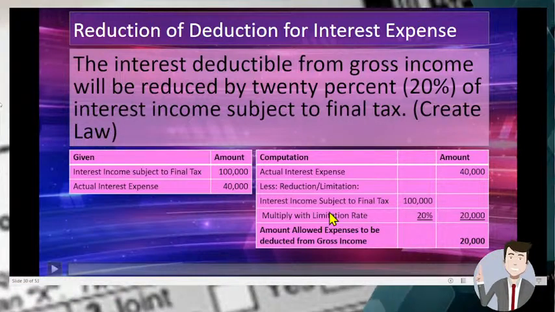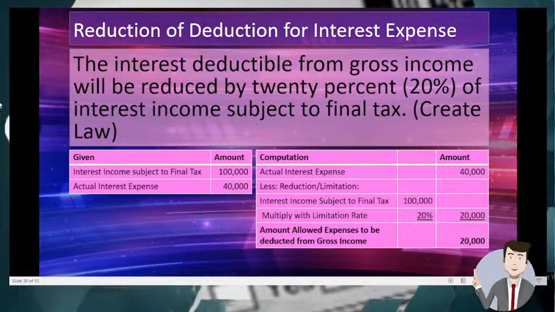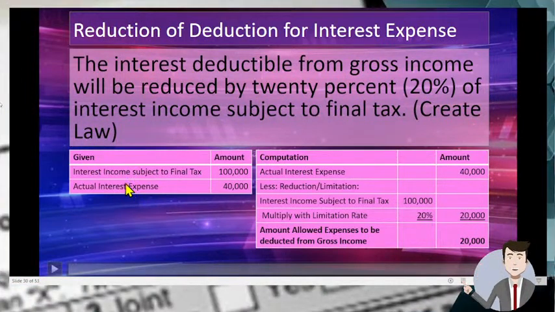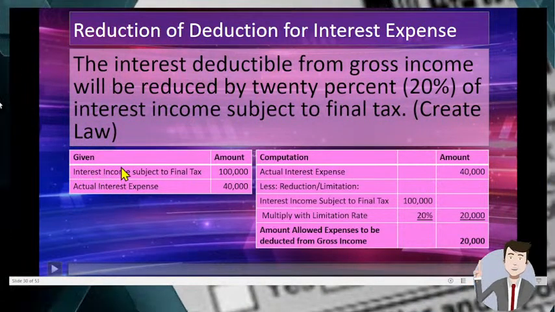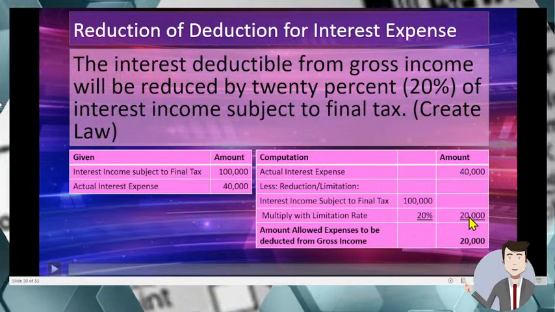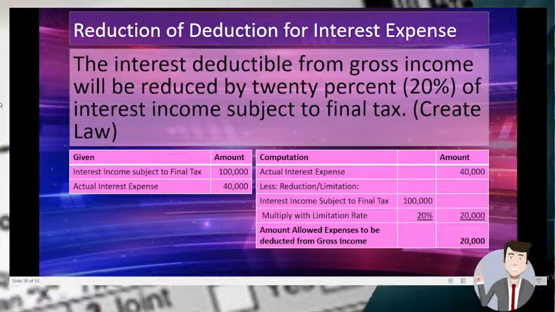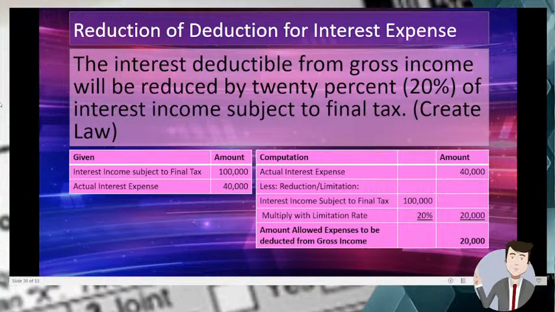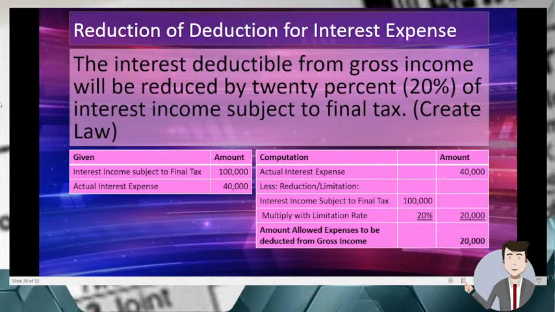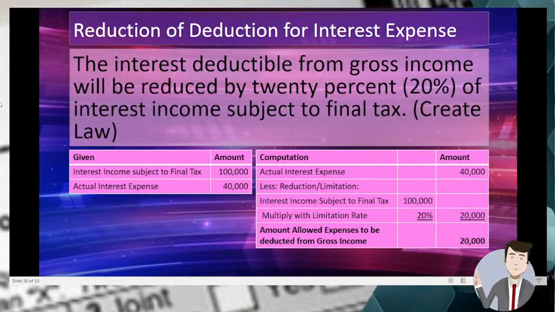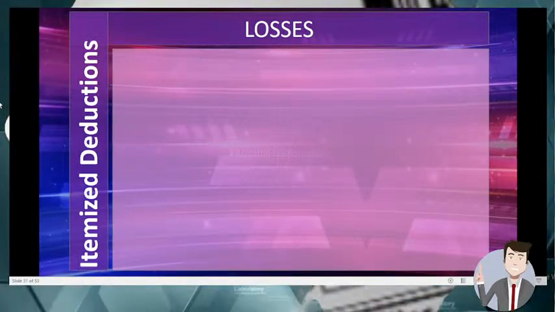So guys, the reduction of 20% is only applicable if the taxpayer has interest income and interest expense. If you don't have interest income, this amount is 0. 0 times 20% is equal to 0. So therefore, you can claim the entire actual interest expense as deduction from the taxpayer's gross income. Okay? So that's how to treat interest expense for the purpose of the computation of deduction from gross income.